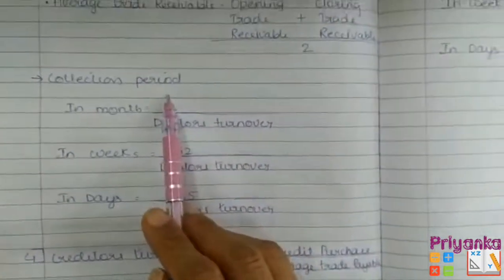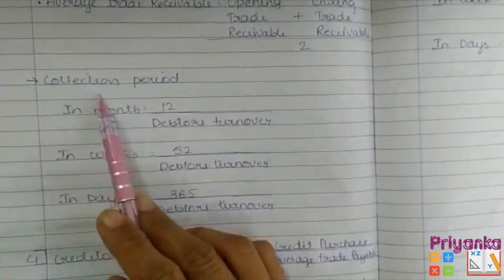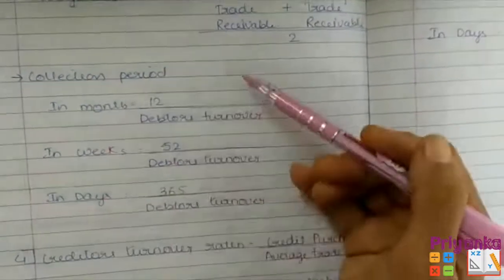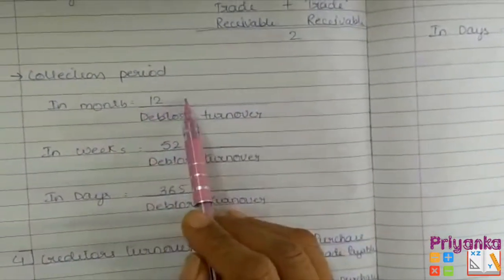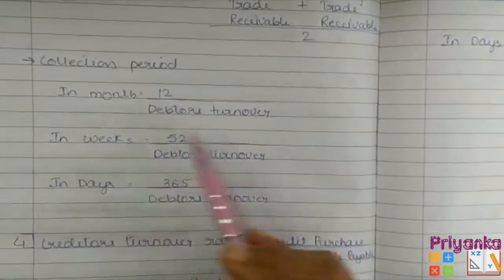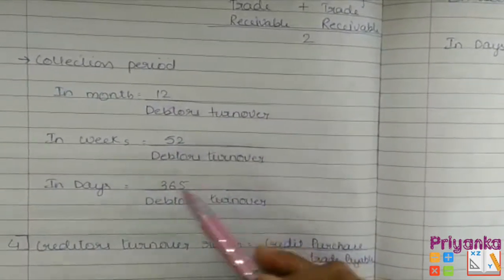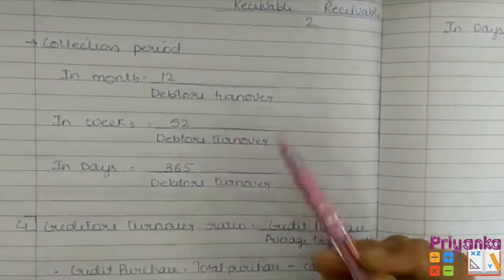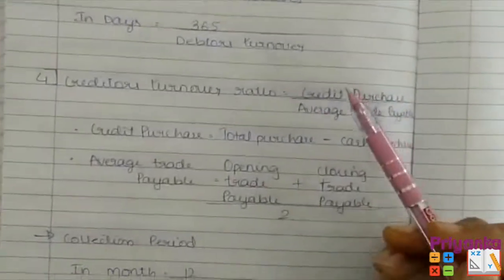And in the debtors turnover, it will be asked for the collection period, that within a month or a week or a day. That time you have to take for the month, that in 1 year we have 12 months. In a week, in 1 year we have 52 weeks and days are 365. Divided by debtor turnover, from that you will get collection period.